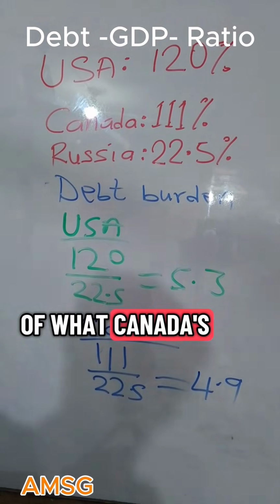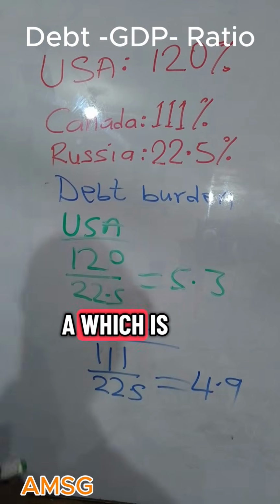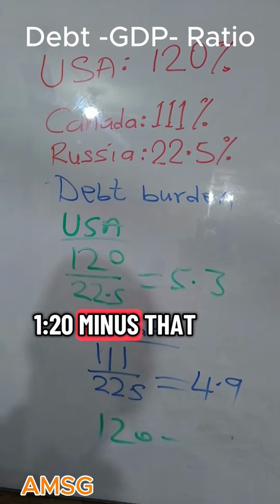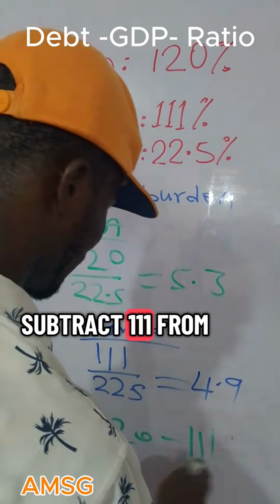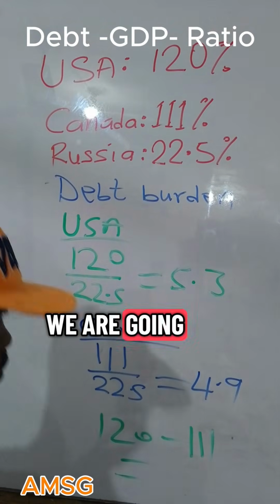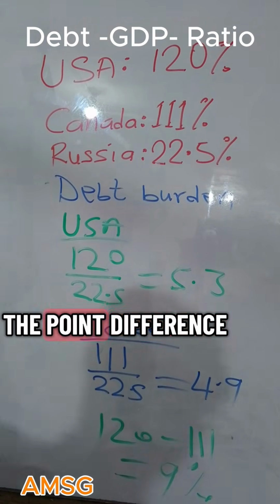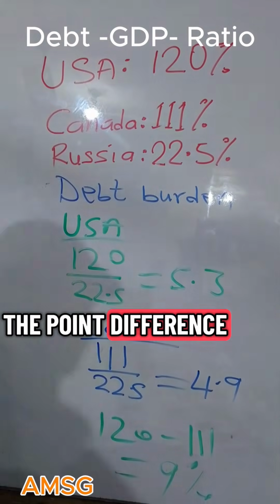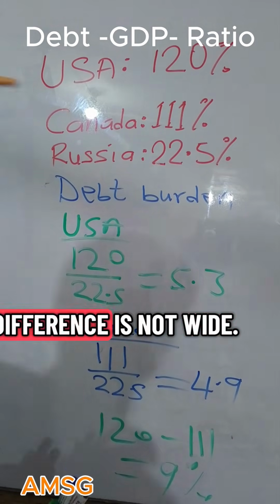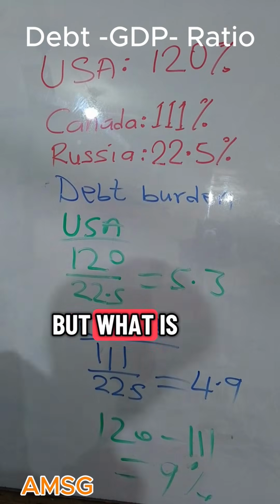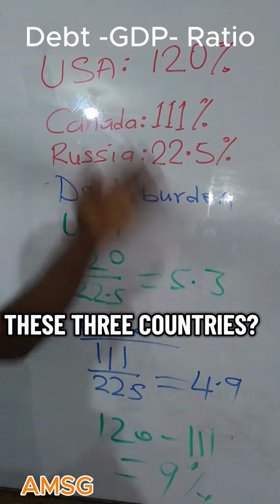than that of what? Canada's. Because if we want to compare the two, so USA, which is 120, minus that of what? Canada, which is 111. So if we subtract 111 from 120, we are going to get what? 9%. And this is what? The point difference. The point difference between that of what? USA and Canada is 9%. So the difference is not wide. But what are your thoughts about this debt burden on these three countries?